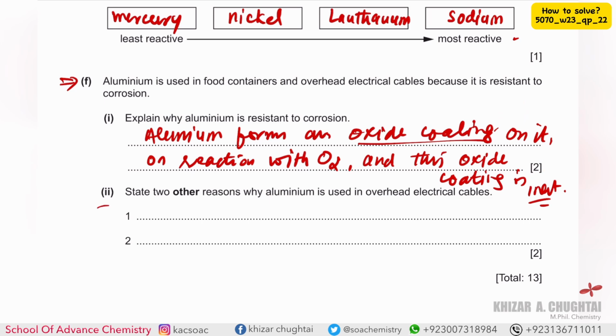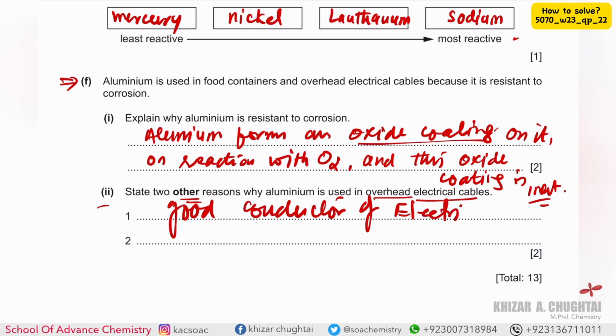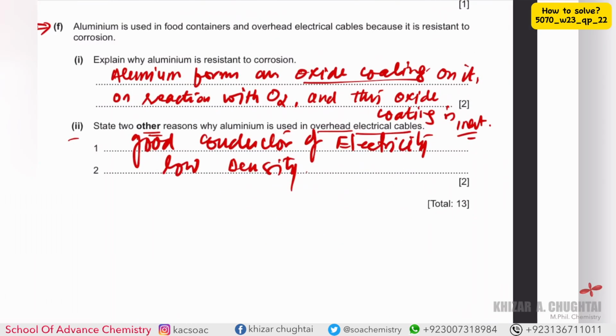Second part, state two other reasons why aluminum is used in overhead electrical cables. Number one, it's a good conductor of electricity, as you know. Good conductivity is the basic reason. And the second reason is it is lighter, basically light in weight, or it has low density. So that's all about question number 2.